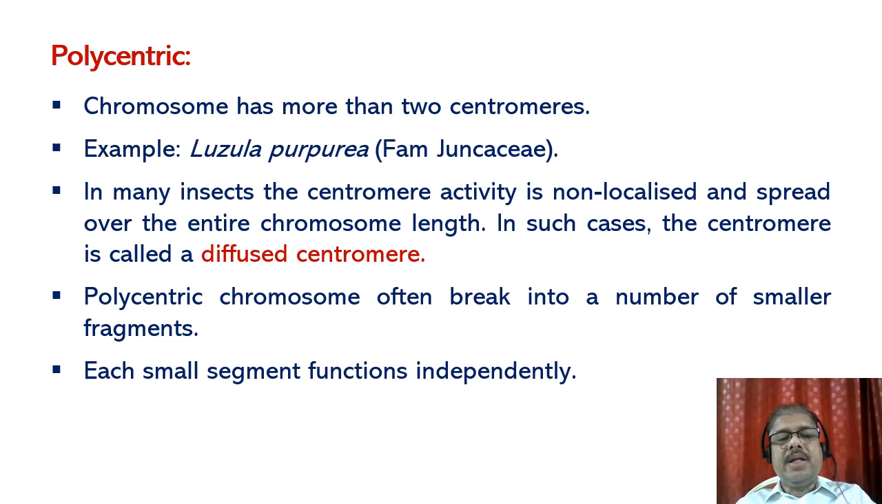However, in many insects, the centromere activity is non-localized and spread over the entire chromosome length. In such cases, the centromere is called a diffused centromere. Polycentric chromosomes often break into a number of smaller fragments, and each small fragment functions independently.